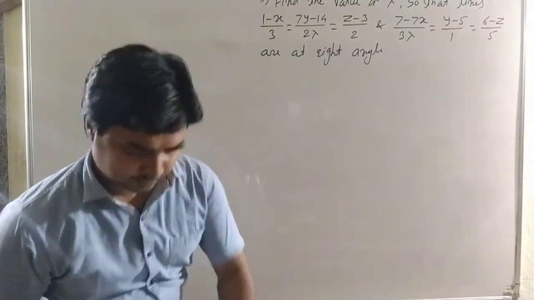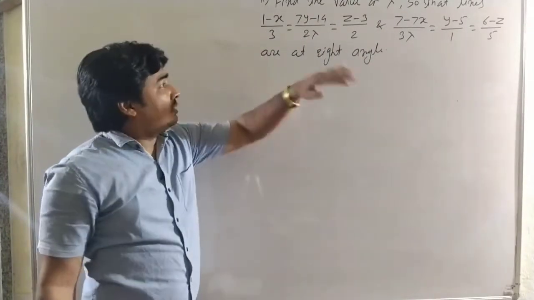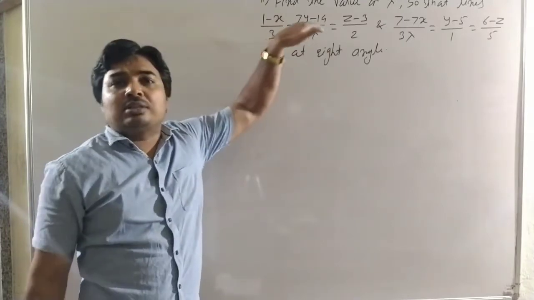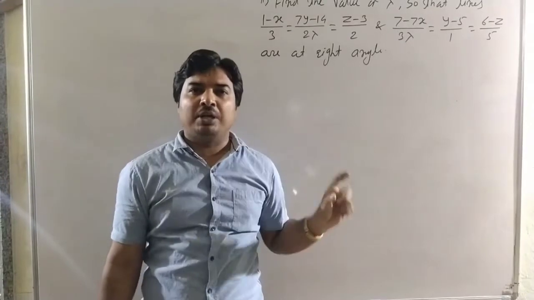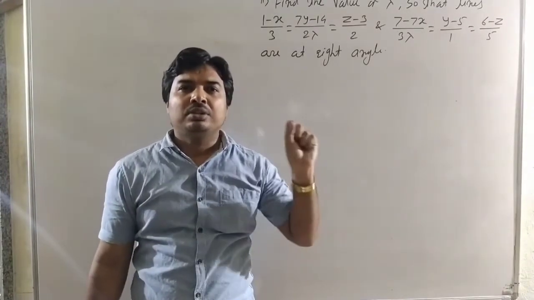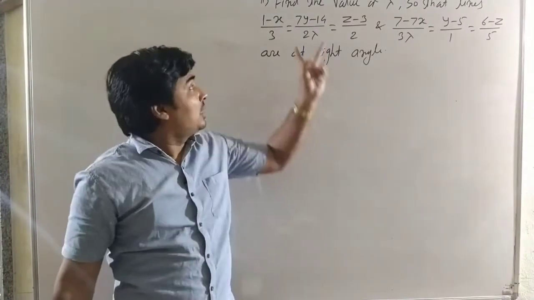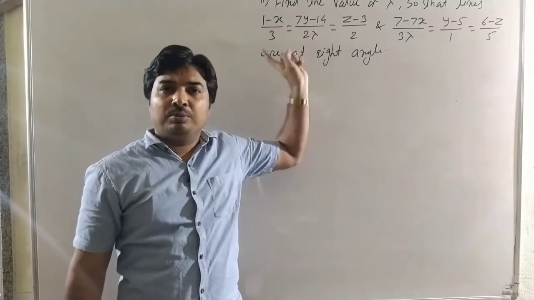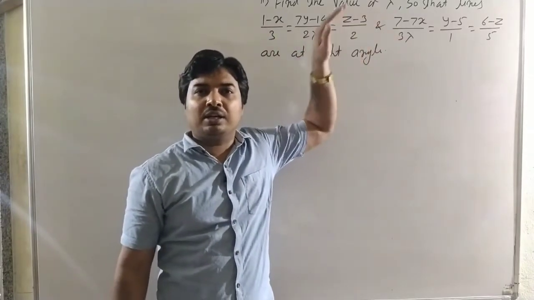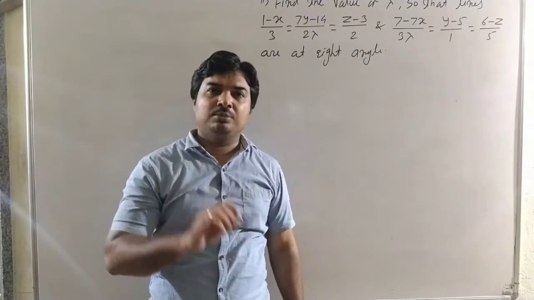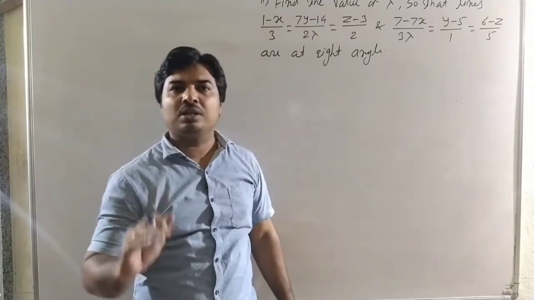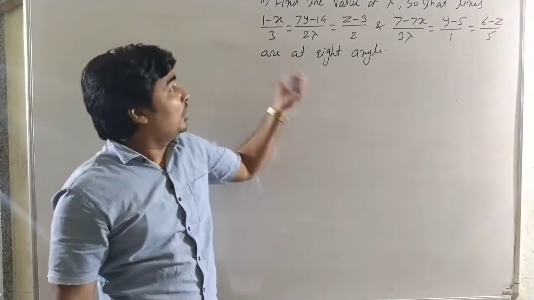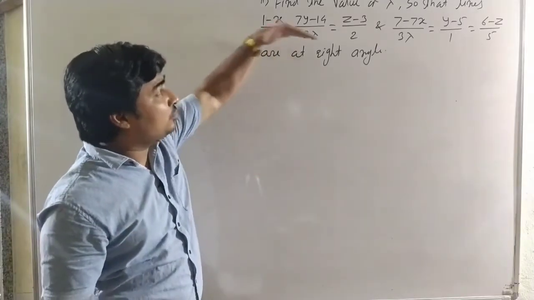Here these two lines are at right angle, that means these two lines are perpendicular, and we know that when the two lines are perpendicular, then the relation between their direction ratios, the direction ratios of the first line are a1, b1, c1 and direction ratios of the second line are a2, b2, c2, is a1 a2 plus b1 b2 plus c1 c2 is equal to 0. Now first find the direction ratios of both lines.